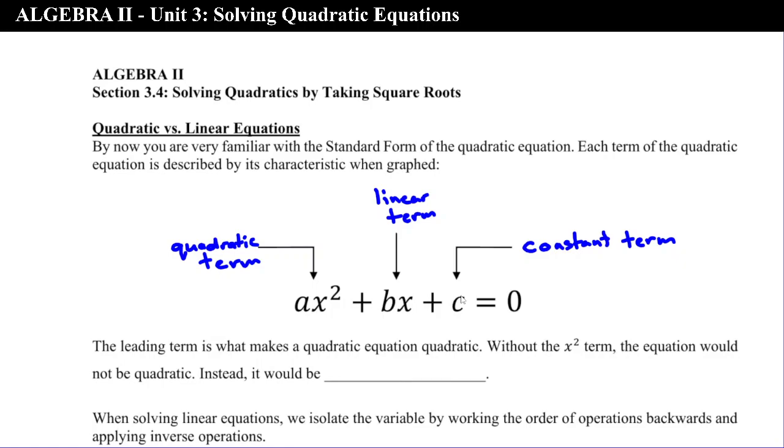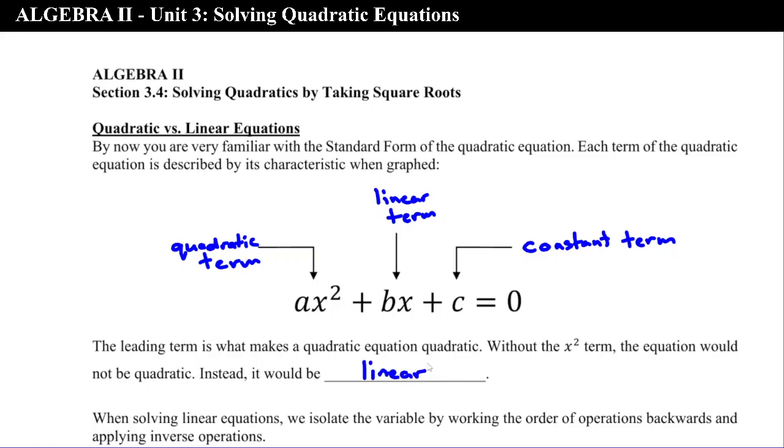So let's say that we got rid of one of these terms. Okay, let's say we got rid of the ax squared term. If we don't have this quadratic term, then we no longer have a quadratic equation, because this quadratic term is what makes a quadratic equation quadratic. A quadratic equation is an equation that has a squared term, and that's the highest order term in the equation. If we didn't have the squared term, all we'd be left with is bx plus c. And if all we had was bx plus c, it would not be quadratic, it would instead be linear.